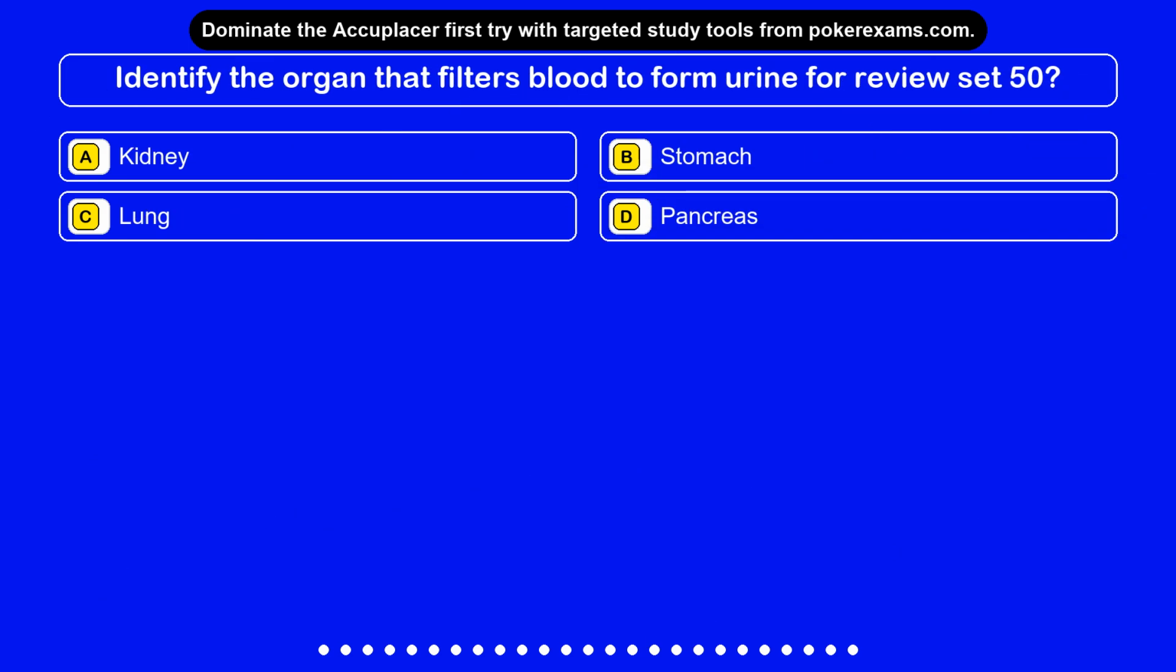Question 24. Identify the organ that filters blood to form urine for review set 50. Option A, kidney. Option B, stomach. Option C, the lung. Option D, pancreas.